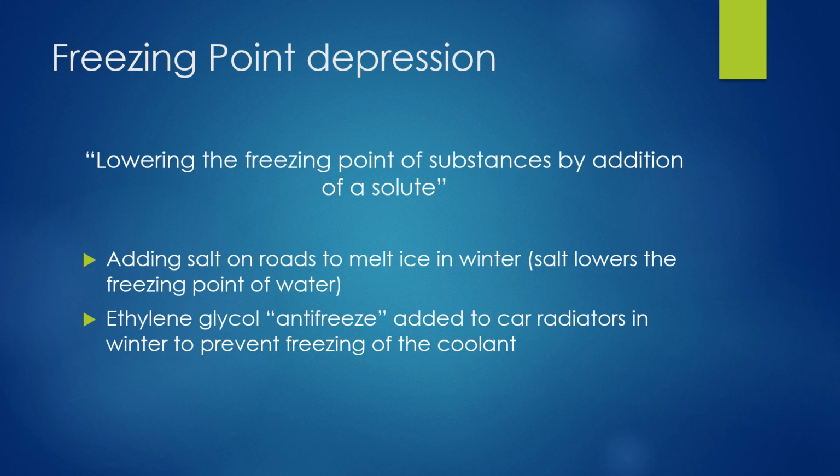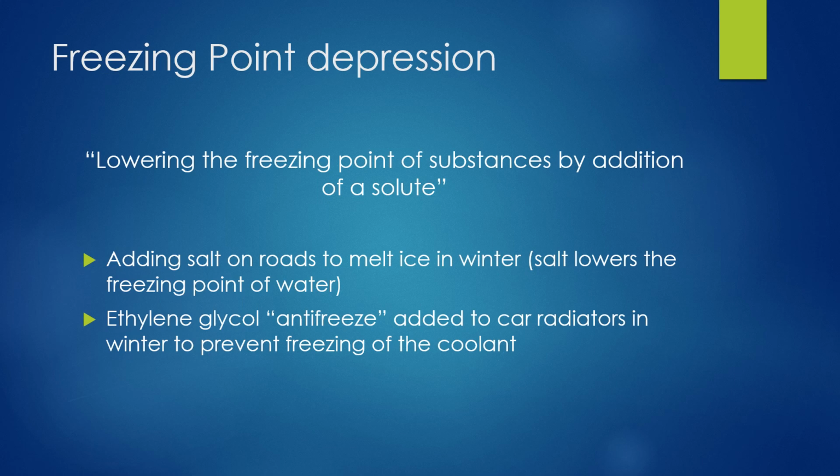Freezing point depression is another colligative property, and this is where you lower the freezing point of a substance by addition of a solute. In the previous slide, when we talked about boiling point elevation, what we were doing was adding a solute to increase the boiling point of a substance. Well, here we're going to be adding a solute to decrease the freezing point of a substance. An example of this is adding salt on the roads to melt ice in the winter. Now, we don't do that often here because winters don't get that cold here, but oftentimes up north they do this to make the roads safer, to melt the ice.